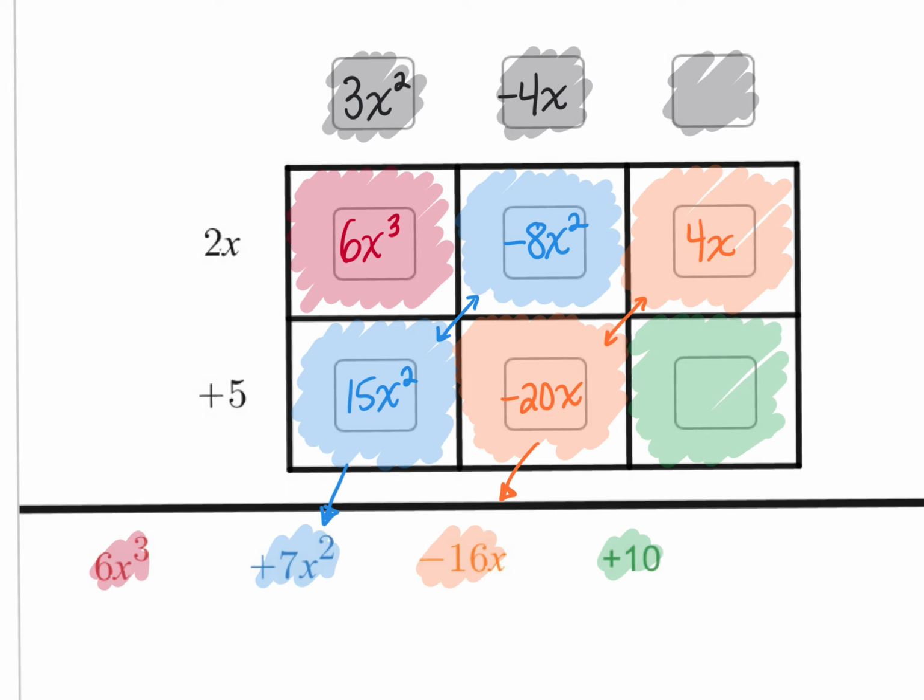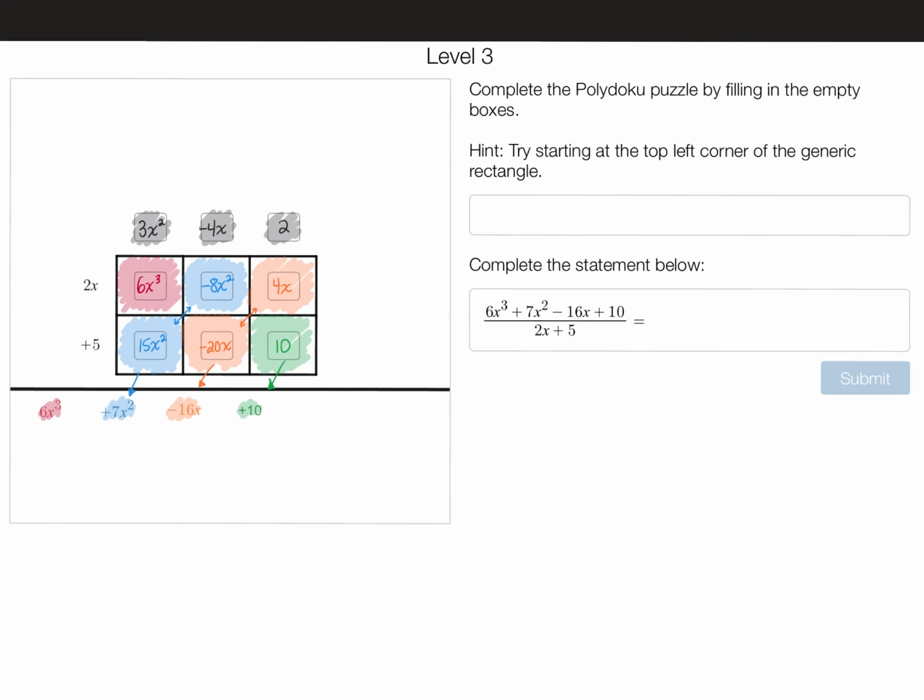Now I have 2x here. 2x times something gives me 4x. Well, that's just 2. And now I know 2 times 5 will give me what goes in the green box, which is 10. And I see that that matches what I was supposed to have. So I filled in the generic rectangle.